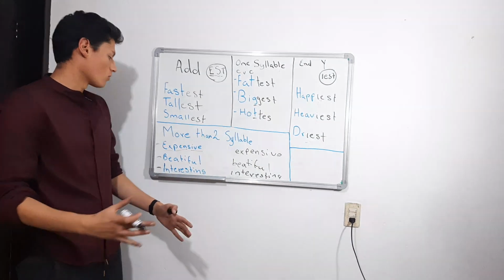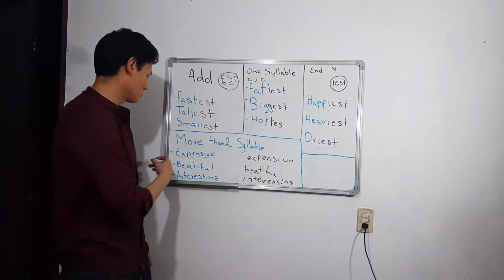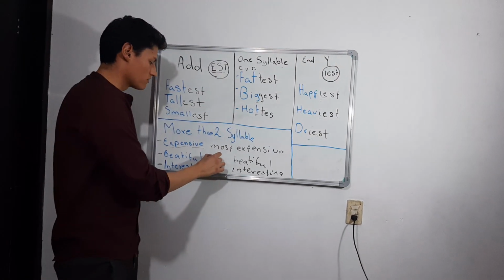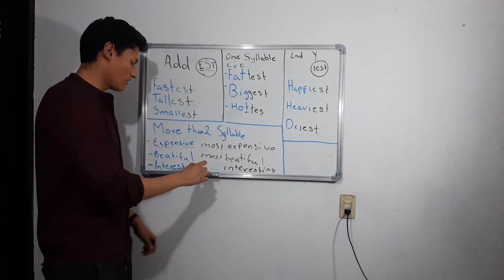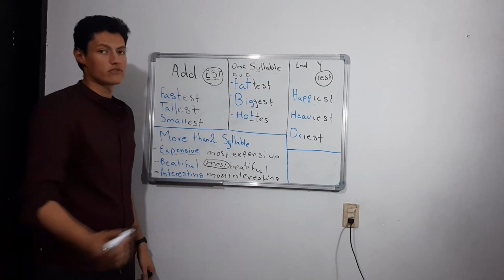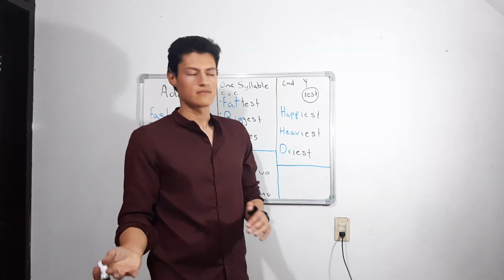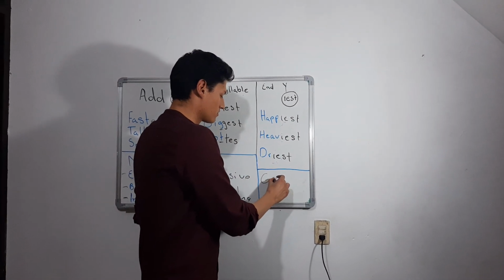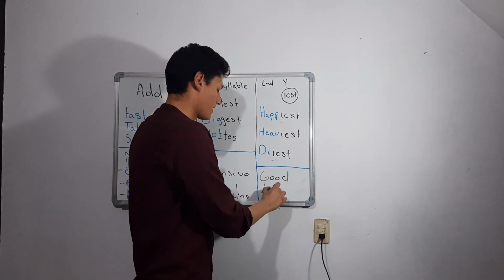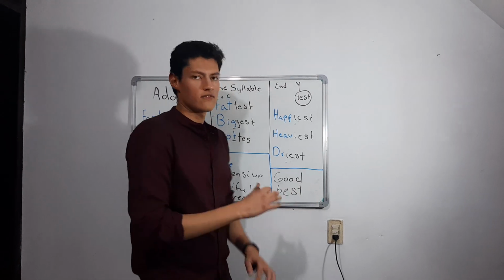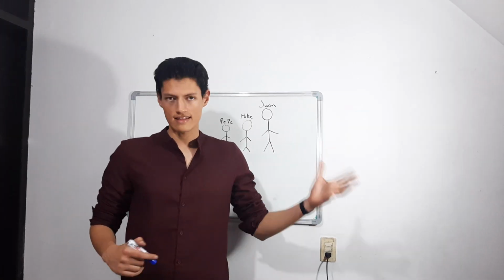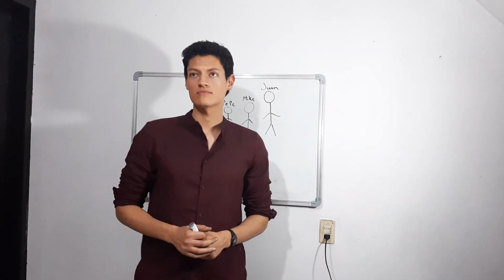The same with the words with more than one syllable: expensive, the most expensive; beautiful, most beautiful; and interesting, the most interesting. And with the same adjective that we already saw, good, instead of better, we use the best, the best of the best. And now, after that lesson, we need to see some examples.